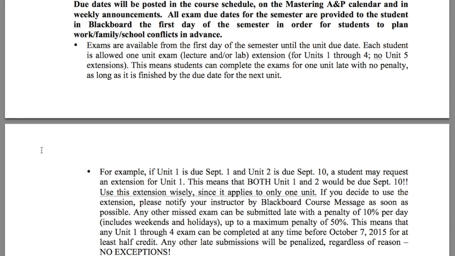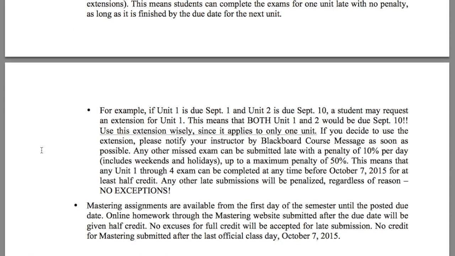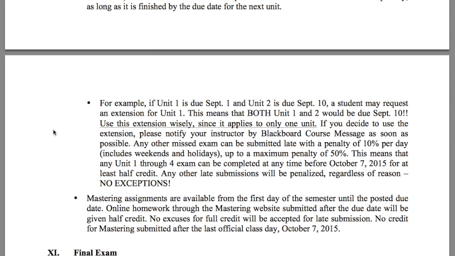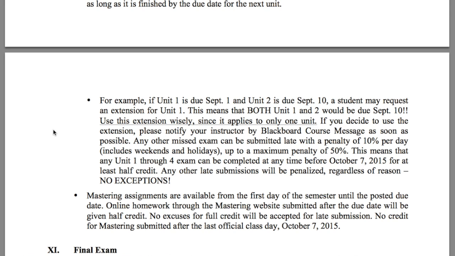But I know every once in a while something does happen. There may be a tragedy in your family or whatever, and you may have gotten behind for some reason. You need to take an extension. So I give one free extension. So for example, say you're not ready for the Unit 1 exam, and it's due on September the 1st. You can let me know, hey, Dr. Mashburn, I'm going to take an extension on Exam 1. Well, now, Exam 1 and Exam 2 are due by the next due date, okay?